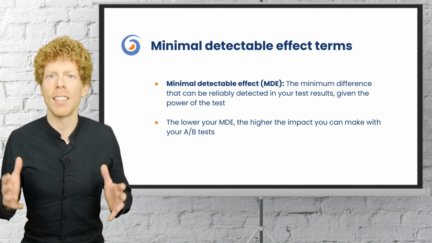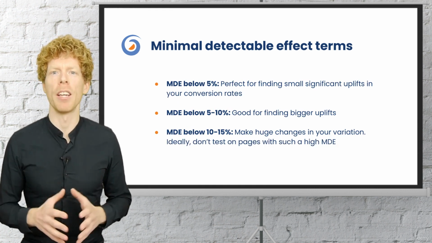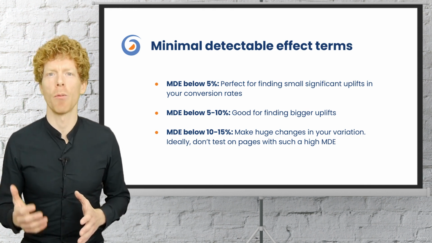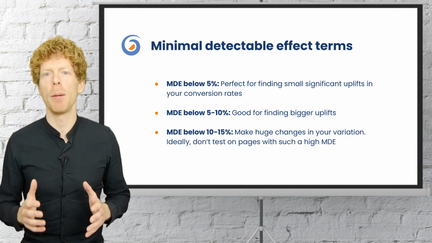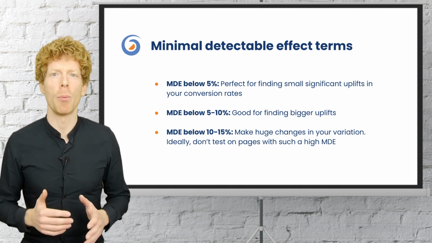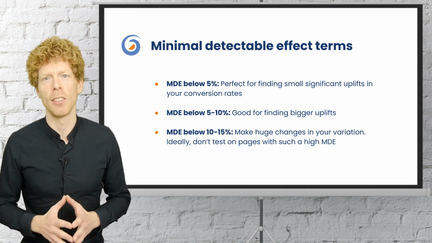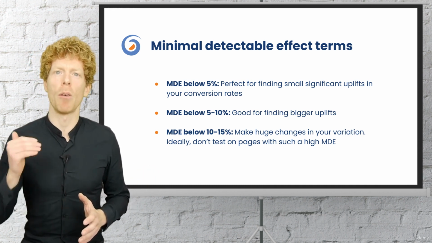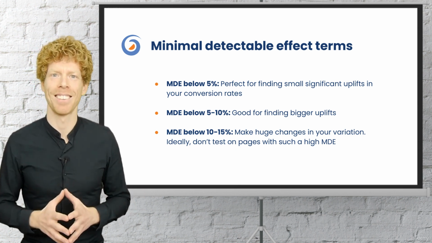Now you might wonder, what is a good MDE? In the best situation, I strive for an MDE below 5%. An MDE below 5% is perfect for finding small, significant uplifts in your conversion rates. An MDE between 5 and 10% is good for finding bigger uplifts. Keep in mind that with an MDE between 5 and 10%, you want to make big changes in your variation to potentially find a big uplift. Preferably make these changes above the fold so as many visitors as possible will see the changes you made.